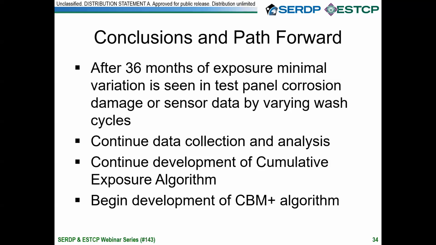So we're continuing the development of that algorithm and beginning the rollout of actually the module that will go into CVM Plus. So we've started working with the Rapid Sustainment Office in the Air Force who is developing that full CVM Plus system and talking about how our module will fit in with that.